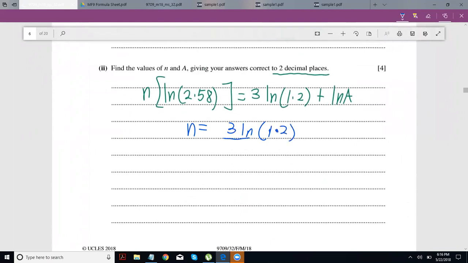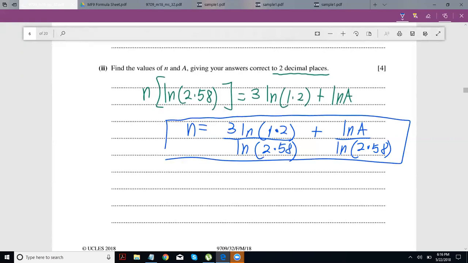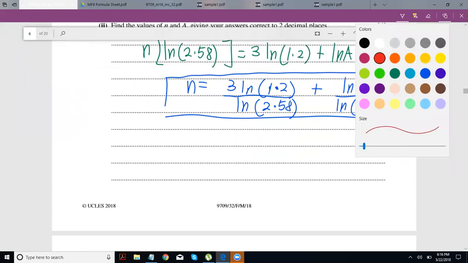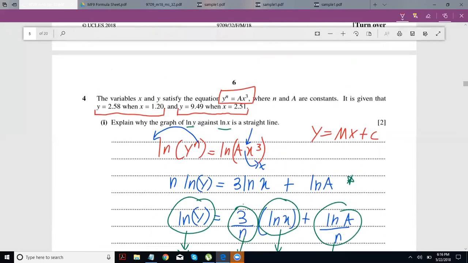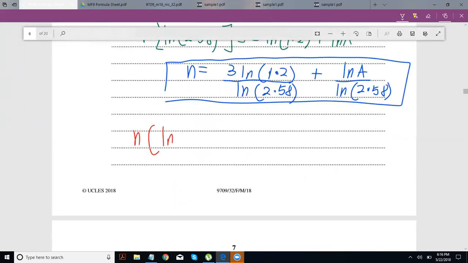So that helps if I just isolate one variable preemptively from here, which is n equals 3 ln 1.2 divided by ln 2.58 plus ln a upon ln 2.58. Hopefully this equation will help us. Now let's try to go and figure out the next equation. You have n ln, what is y? 9.49.